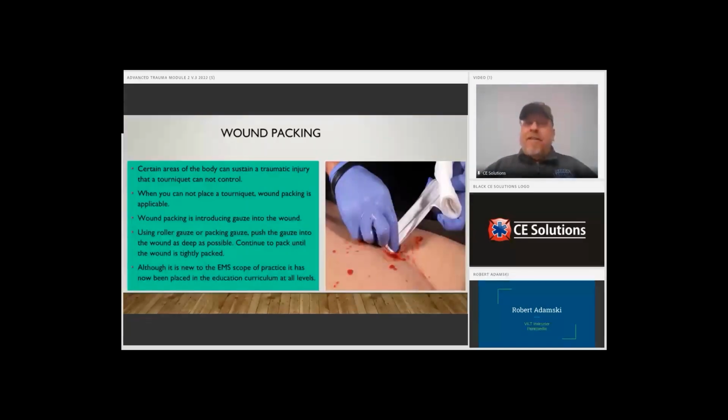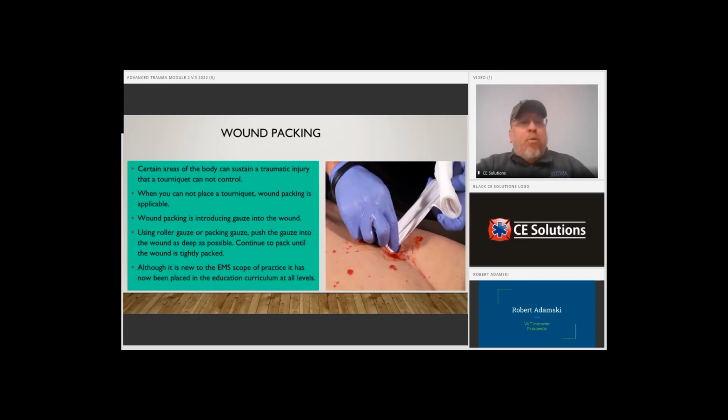Wound packing, and again, this is a useful technique for dealing with those injuries where we typically cannot use a tourniquet, such as in the shoulder, the armpit, the axillary region, or the inguinal or groin region, somewhere where we can't physically apply a tourniquet, or like in the neck, for instance. Obviously, putting tourniquets on patients' necks is bad. That's contraindicated. Don't do that. That would be no bueno, no good.